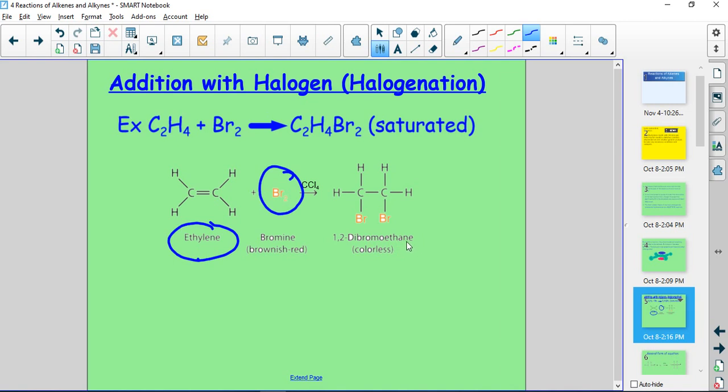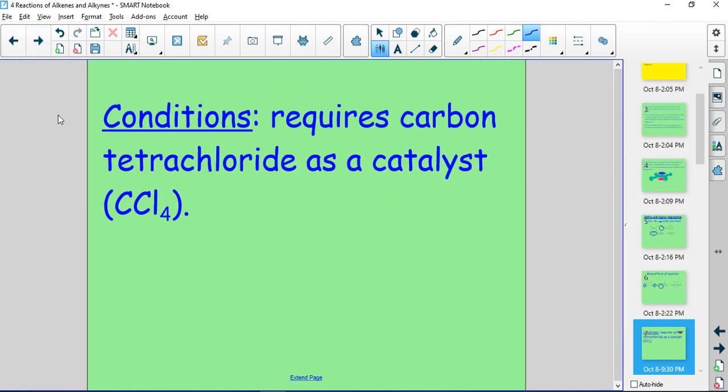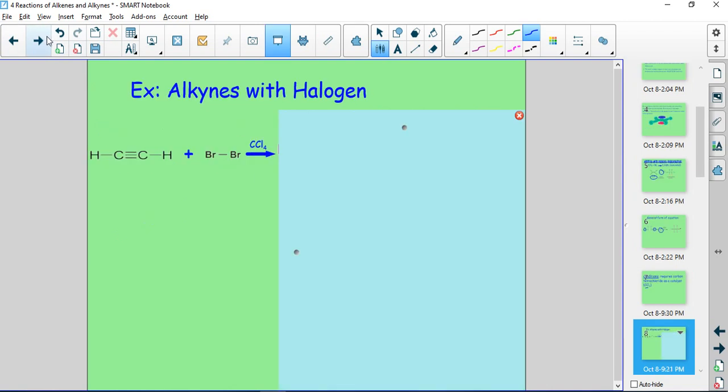Okay, so what is needed for a halogenation reaction? This is the general form, so this can be any alkene where R and R prime are just ends to this carbon that could either be the same or can be different. So this is a general form of an alkene in the presence of a halogen. Okay, and our catalyst is carbon tetrachloride. That will saturate that double bond, creating an alkyl halide where you have those two halogens attached to either side of what was that double bond. Okay, again, carbon tetrachloride is your catalyst.